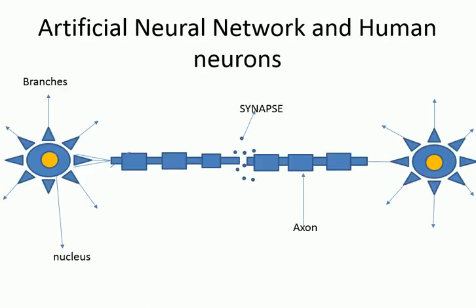Let us look at human brain neurons. These are two neurons with the nucleus, and these are the branches present in the neurons. The synapse is the one which connects the two neurons. This is a small artificial diagram of human neurons. And the axon is the one which connects between the two neurons.